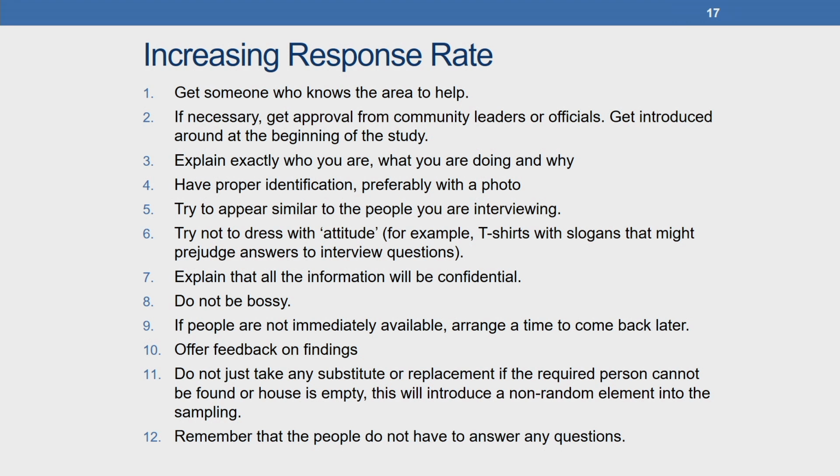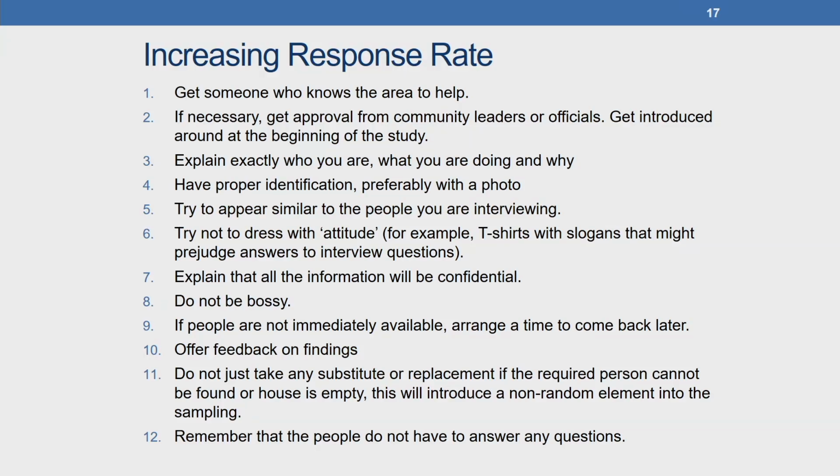If people are not immediately available, you arrange a time to come back later. So, therefore, patience is to be exercised when we are carrying out survey research, and offer feedback on findings. And we do not just take any substitute or replacement if the required person cannot be found or the house is empty. This will introduce a non-random element into the sampling. We must remember that people do not have to answer any questions, and therefore a lot of judgment and patience needs to come in with regard to survey research.